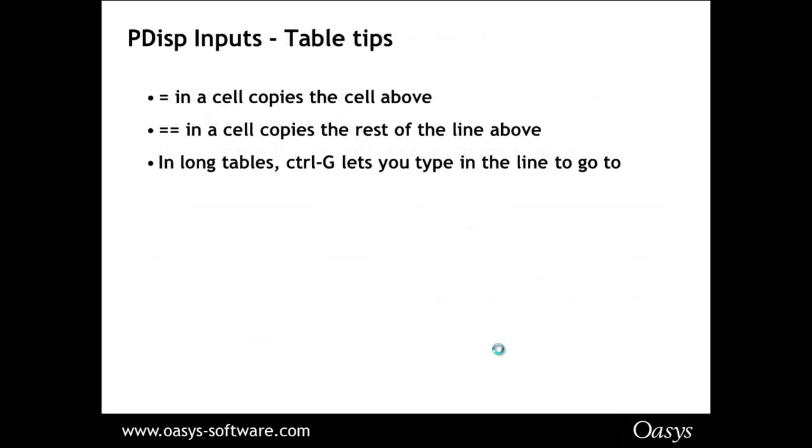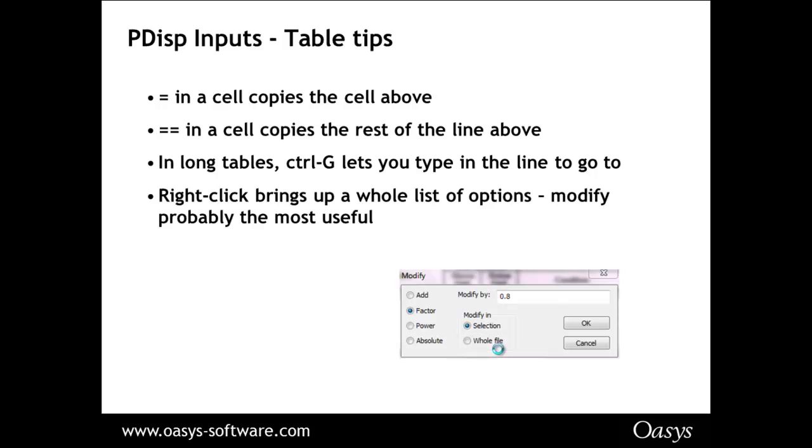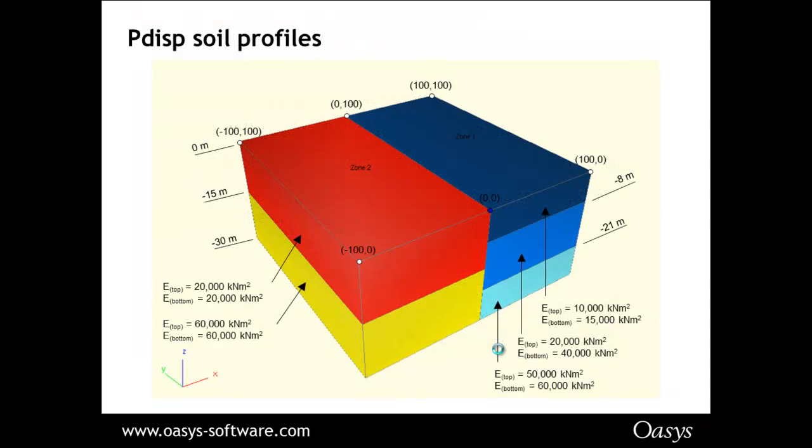Also, if you're putting together a number of tables, you can use the equals buttons to either copy a cell or copy a line from above. If you've got a very long table, so say, for example, you've got a number of displacement points and lines, then you can use Control-G and type the line to go into. Also, another feature is that if you right-click, you bring up a whole list of options. So say, for example, you wanted to do a sensitivity check. So you wanted to add a certain number to all your Young's modulus or factor it by a certain amount. Then you could do so by using modifiers instead of typing it in to every one.